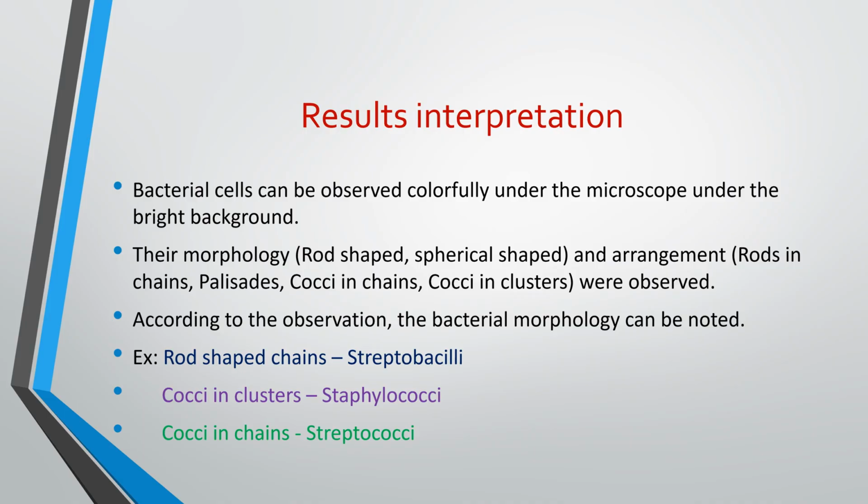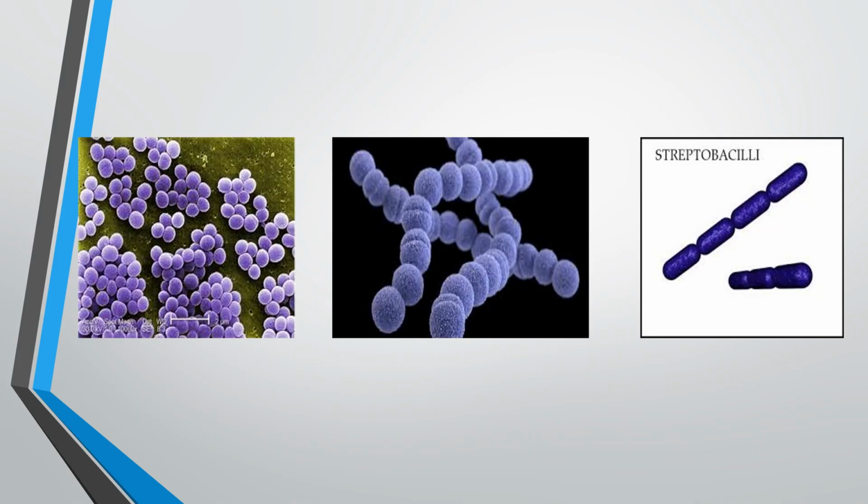You can see some pictures here. This is the cluster arrangement of cocci, so you call it staphylococci. And this is a chain-like arrangement of cocci, so you can say that is streptococci. And here these cells are rod-shaped cells arranged in a chain-like manner, so you can call it streptobacilli. Like this, we can interpret the results after your observation.